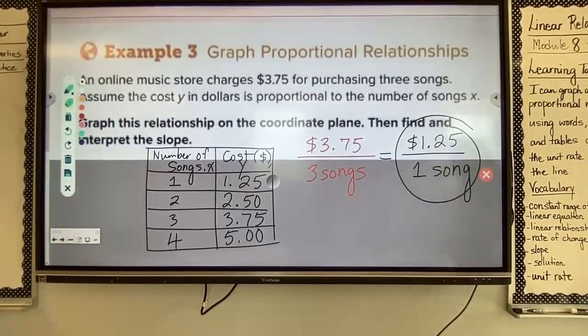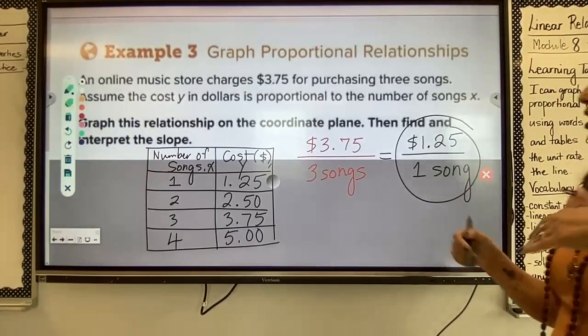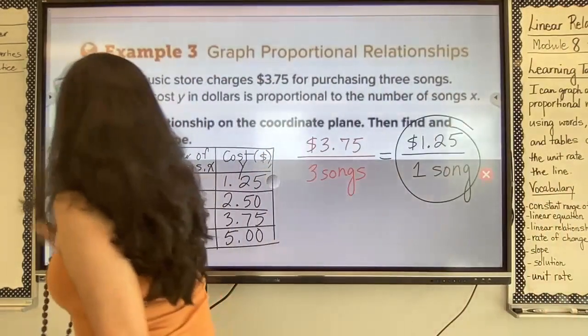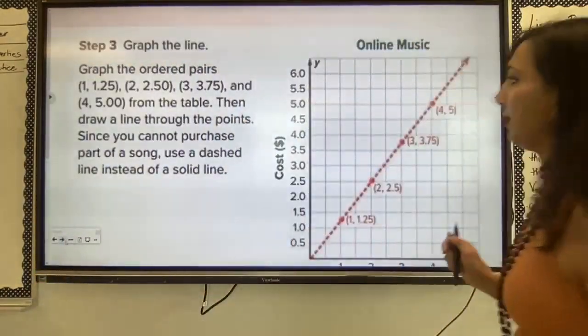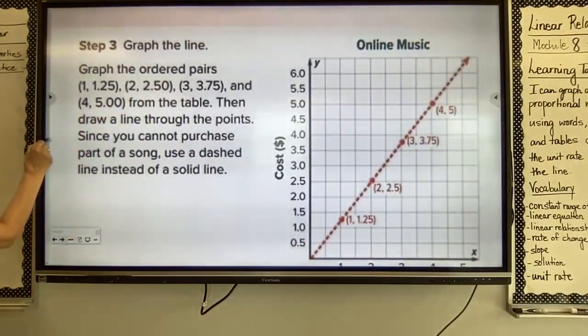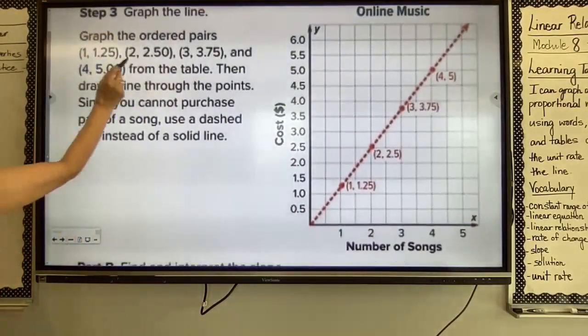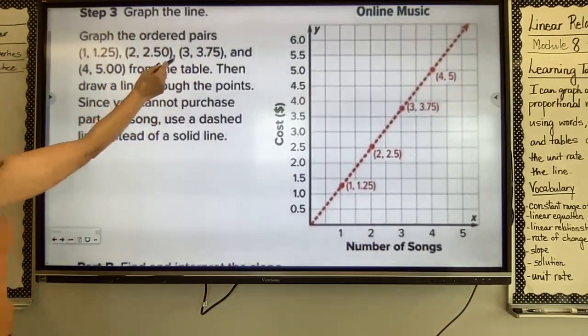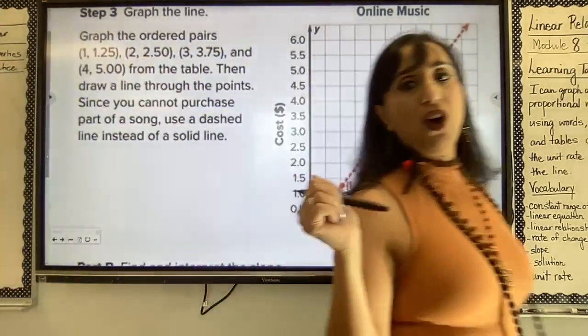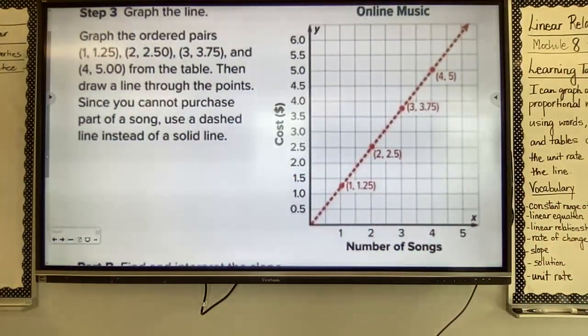So I'm just going to take you to the next slide because I've already graphed it over here for you so that it just saves us some time. Okay. So let's look at this one. So those were the ordered pairs that I created. For one song, $1.25. For two songs, $2.50. For three songs, $3.75, and for four songs, $5. And then, of course, I create a graph where I have the number of songs, one, two, three, four, five, and then here is the cost, and I graph it.